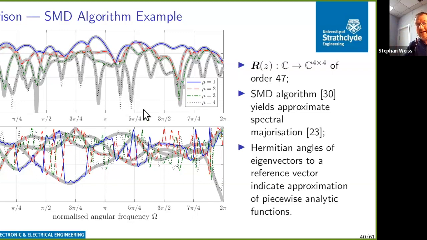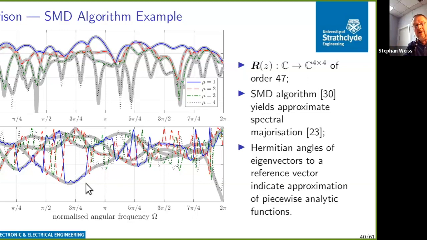But as a result of that, we again try to approximate piecewise analytic functions. We do the same thing for the eigenvectors as well, and underneath you see the Hermitian angle of the eigenvectors compared to a reference vector. And again, where you have a piecewise analytic segment of the eigenvalues, you also have the eigenvectors roughly following the ground truth angles here. And then you have switches in between, you have discontinuities.